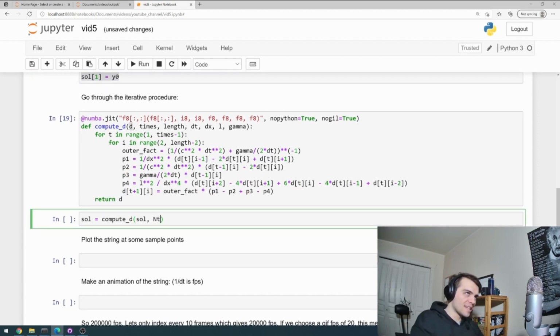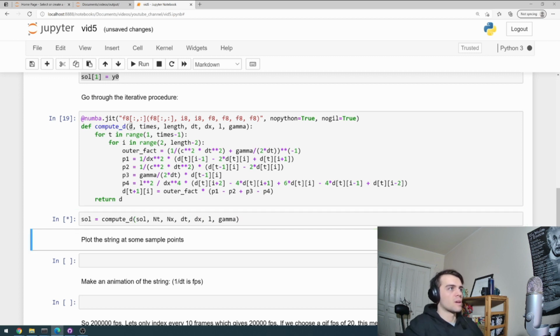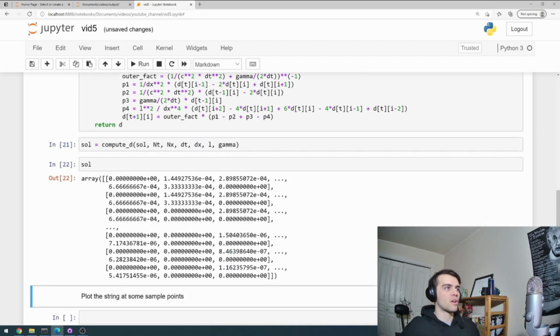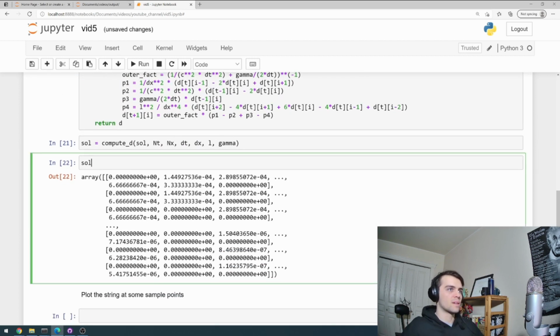I'm going to solve it for nt times, 500,000 times, and x, which is 101. I pass in dt and dx. I pass in L, and I pass in gamma, right? So now I have everything, and I can run this, and I get my solution. So here it is, my solution at all times of the wave. Pretty simple.